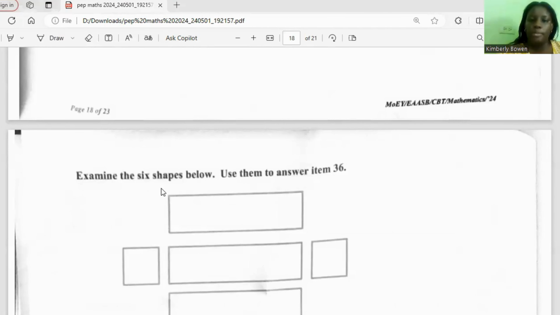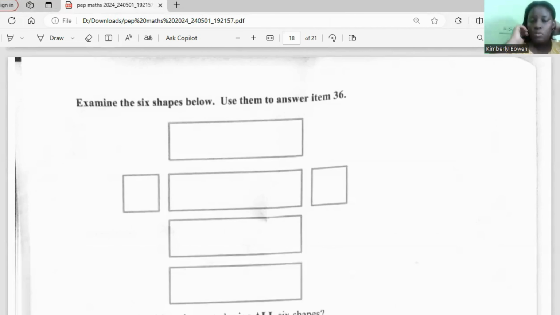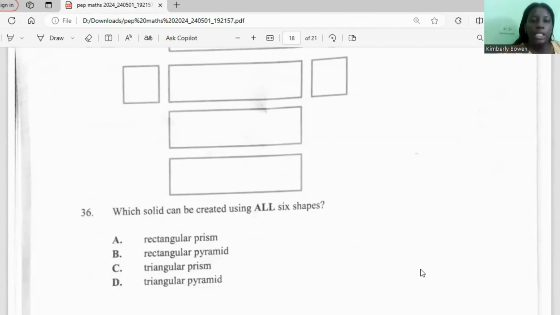Examine the six shapes below. Use them to answer item 36. The solid that can be created using all six shapes is the rectangular prism. This is a repeated question, by the way.